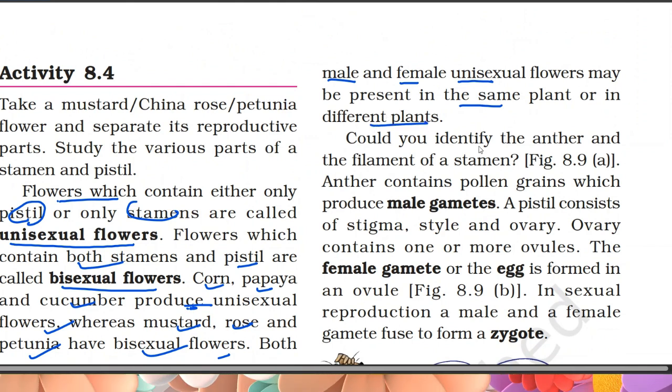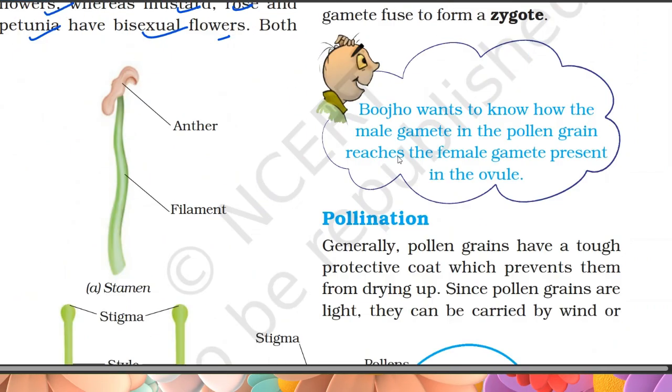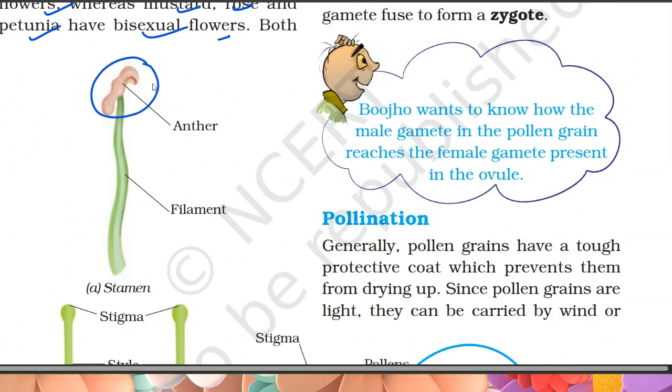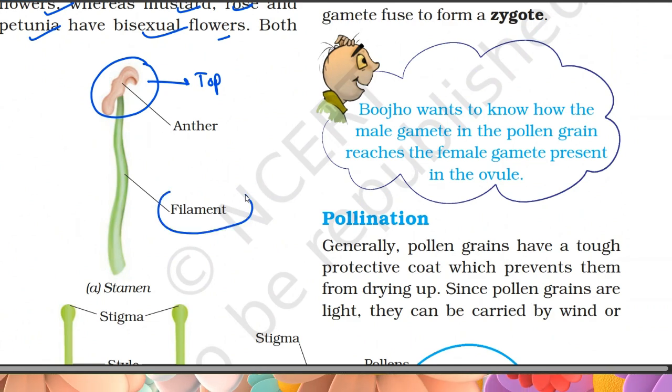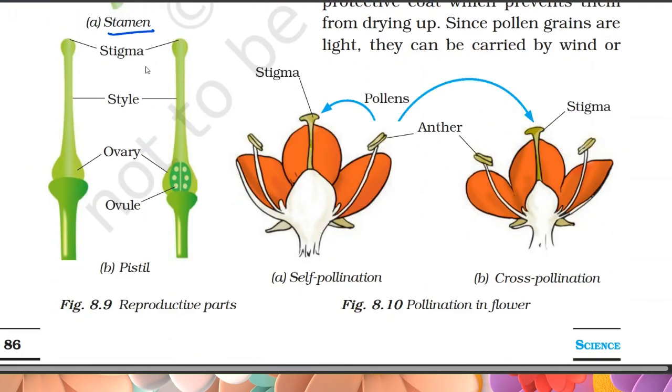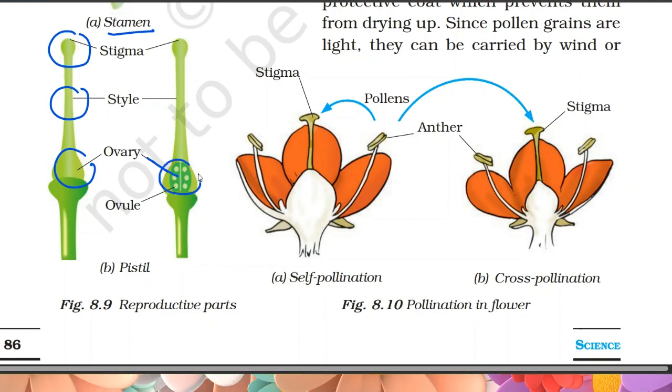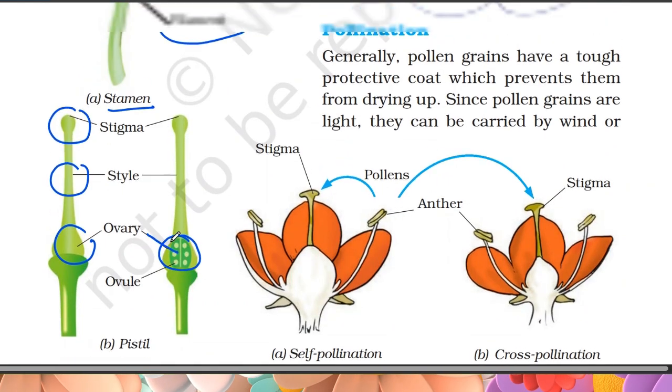So how could you identify the anther and filament from a stamen? We have a picture here. This is a picture of the stamen, which contains the anther at the top, and the thread-like, stick-like structure, which is the filament. So this is the anther and filament, and it is the structure of the stamen. We also have the picture of the pistil, which shows the stigma, then the style, and the ovary. Inside the ovary, you can see the ovules. So these are the two reproductive parts of a flower, male and female.